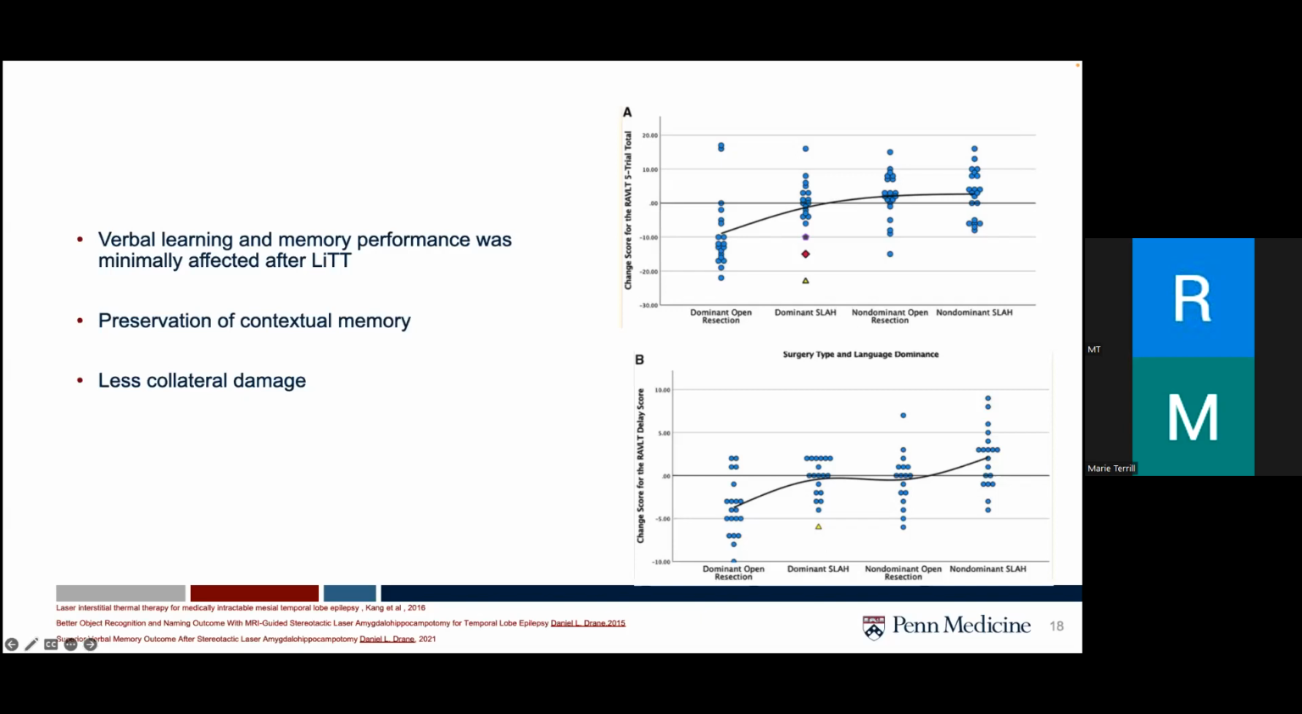And in some cases, there's also noted to be an improvement on the non-dominant side, as opposed to a significant decline in one or more of these measures, like naming on the dominant or object recognition on the non-dominant side with standard resections. So this was one of the papers from the Emory group, Dan Drane. What I wanted to highlight from this graph is that anything above the line shows an improvement, anything below the line shows a decline. When you look at non-dominant selective intervention with laser, there seems to be an improvement in verbal learning scores and delayed recall compared to open resections on the dominant side, where you actually see a huge decline post-surgery.